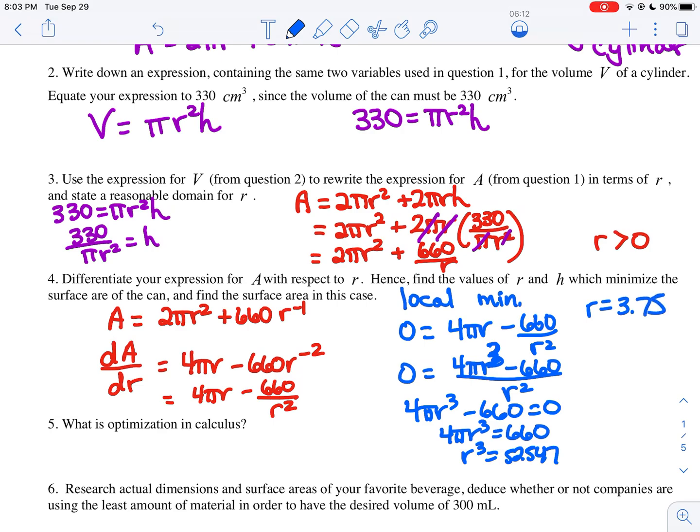So r is about 3.75. So this is going to be the value for r. And remember, h was 330 over pi r squared. Go ahead and pause and figure out what you get here. And I'm not sure if I can read my own handwriting. I think it's 7.49. So find the surface area. Then you're going to plug that in here.